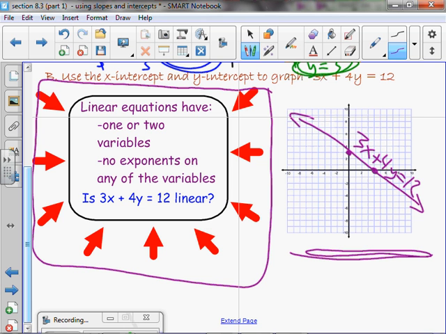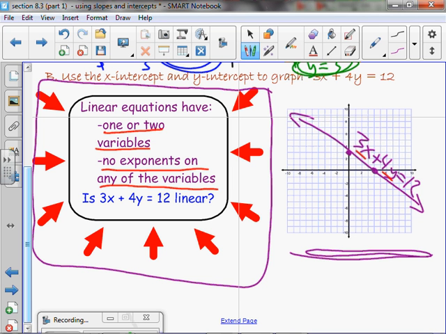And here's why. A linear equation has 2 different parts that every one of them is going to follow. It has 1 or 2 variables. This one, x and y, has 2 variables, so I'm still good there. If I didn't have any variables, this would not be a linear equation. If I had too many variables, it would not be a linear equation. But it has 1 or 2 variables, and the more important part, no exponents on any of the variables.